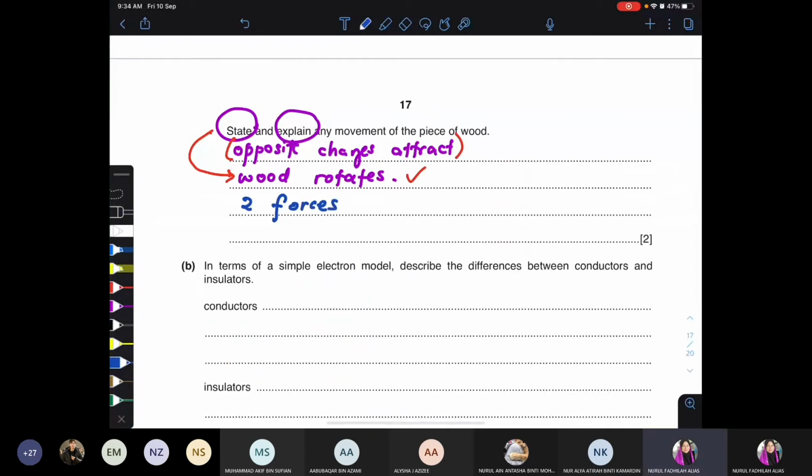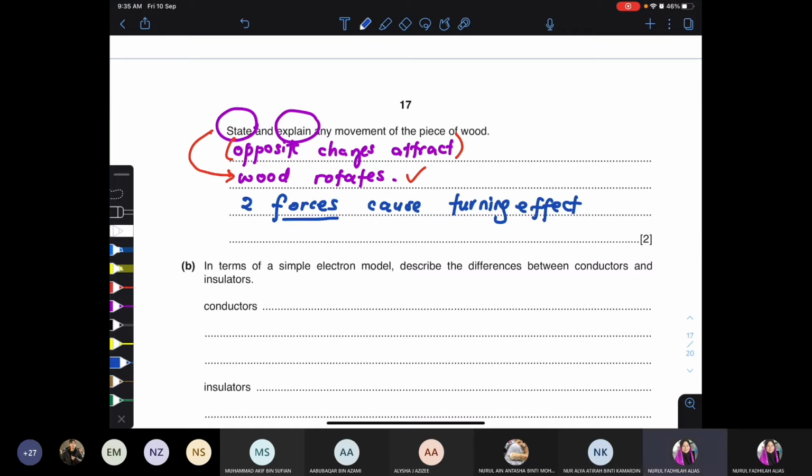So we want these words. The term force must be there. Two forces cause a rotating object. This means what kind of force do we have? Turning force. Do you remember turning effect? In the topic of force.